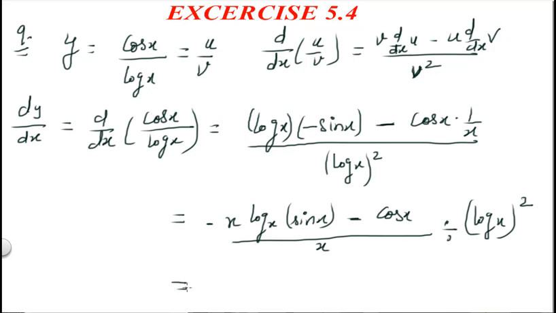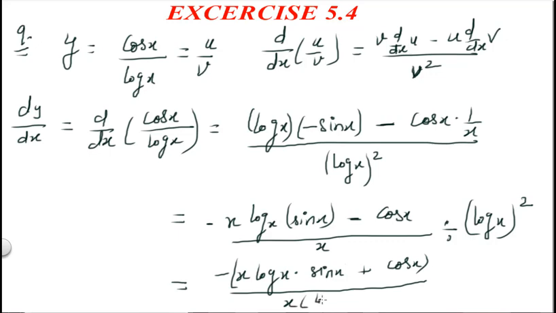So what we can do is, we can separate the terms also. We can write it as minus x log x. We can take minus common, x log x into sin x plus cos x, whole divided by x into log of x whole square. Now you can leave it as this also, or you can just separate the numerator part with the denominator, both the terms, and write the answer separately. This is how you are going to do question number 9.